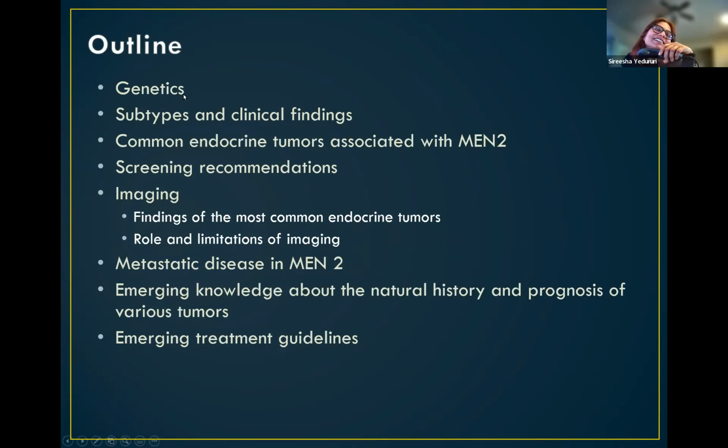And you will see that here. So I'm going to follow a similar outline: genetics, subtypes, common endocrine tumors associated with MEN2, screening recommendations, imaging findings again, role and limitations of imaging, metastatic disease in MEN2, emerging knowledge and natural history, and emerging treatment guidelines.